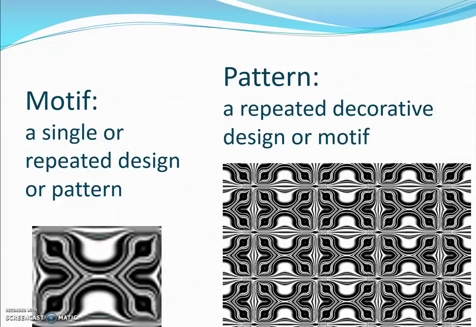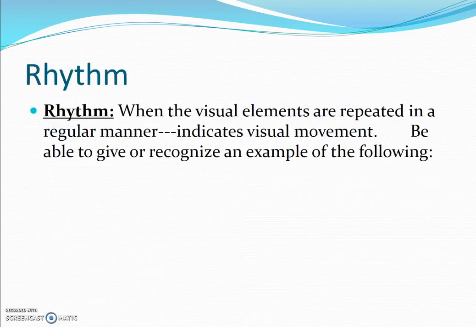How it's repeated, though, is going to be described by rhythms. Pattern is what, however I repeated that particular motif, that's going to become my pattern. Obviously, there are no birds in this particular pattern, just these X's, which are again my motif. Rhythm is how the visual elements are repeated in a regular manner, with purpose, repeated with purpose.